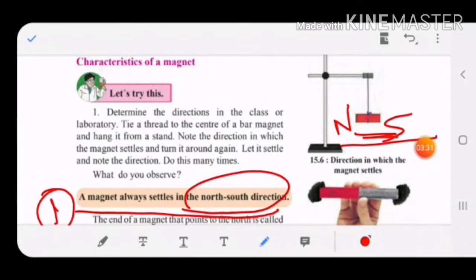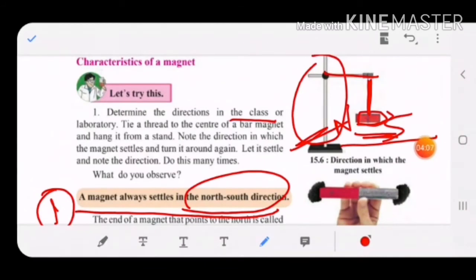For that, you can try this. Determine the directions in the class or laboratory, anywhere in the class. You fix the directions and name them: this is north, this is south, this is east and this is west. Then do this experiment. This is a bar magnet, this red one. You tie a thread at the center of this bar magnet and hang it from this stand.